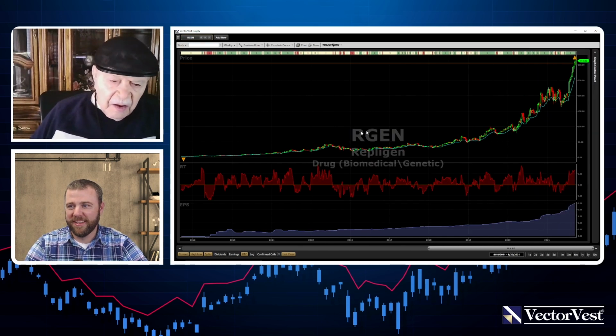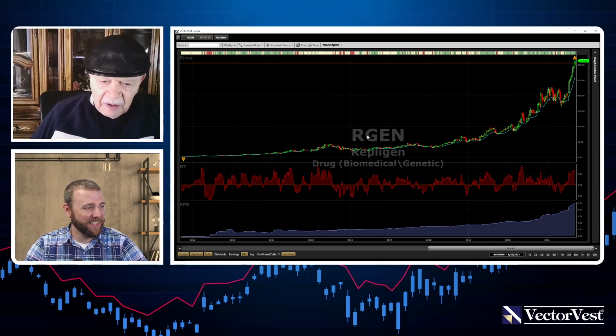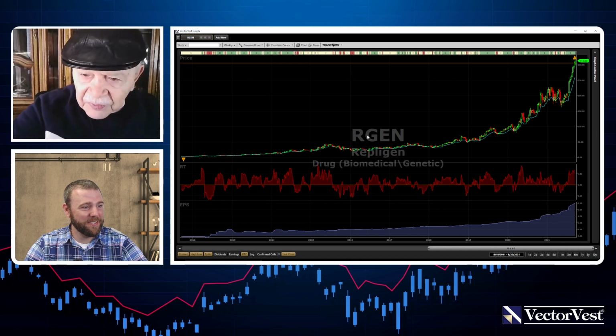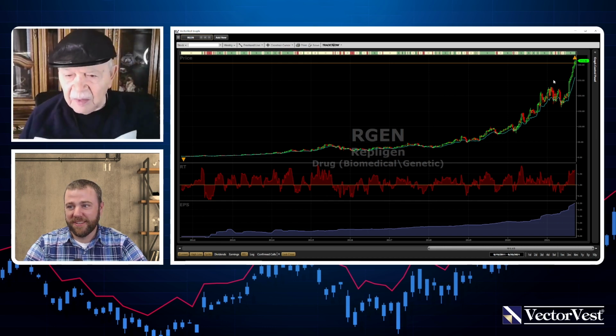Whew. Now, that's the kind of babies I like. And there's a lot of them. You can see a lot of these in VectorVest. But I like the tail end of this thing. Look at the tail end of it. That's pretty. Nice breakout out of consolidation recently. Yeah. That thing's exploding right now.